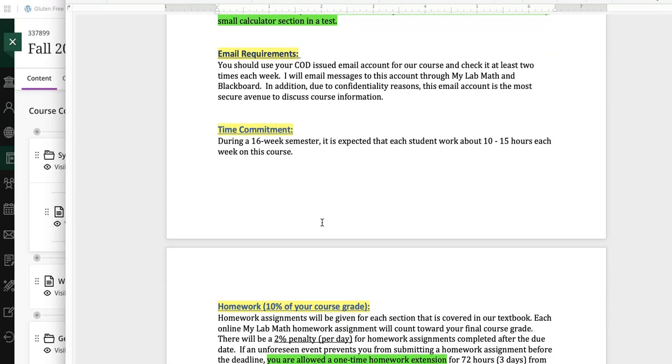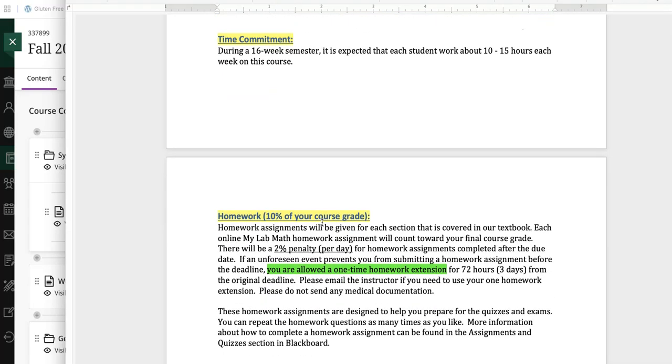I would recommend that you check your email twice a week to see if there's any updates from me. I send emails both individually to each student and also as a class. This is a 5 credit hour course, so it's expected that you spend 10 to 15 hours every week on this course. That's going to help you achieve your highest success.